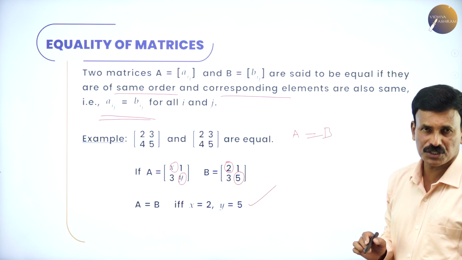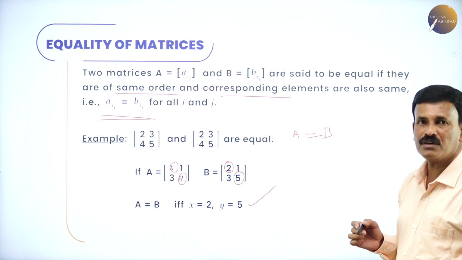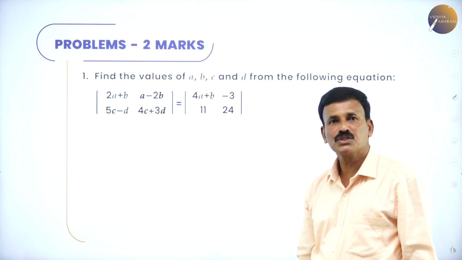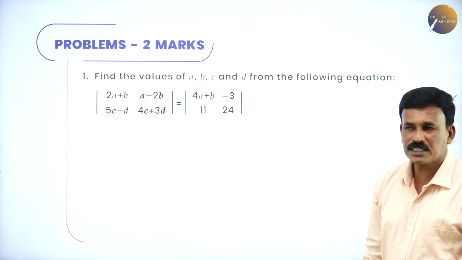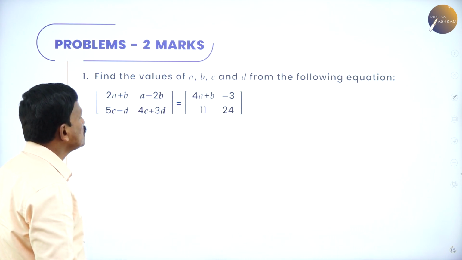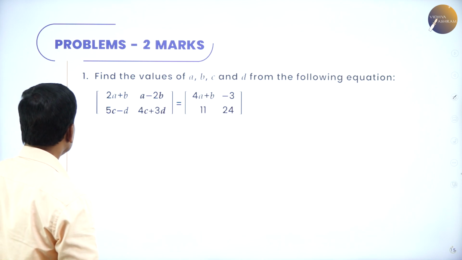Two matrices are said to be equal if and only if they are of same order. Now let us come to the problem. These are all 2 marks questions, very important type questions. So now what is given? Find the value of A, B, C and D from the following equation.